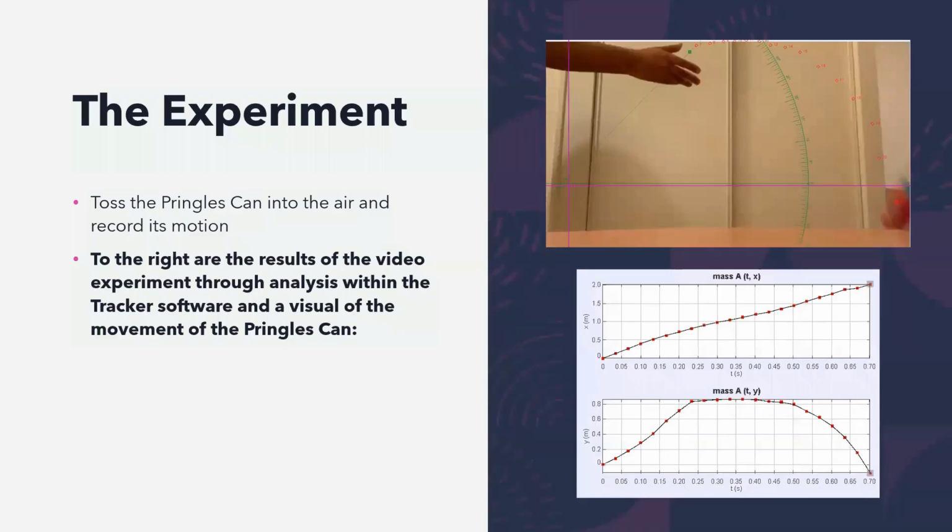So for the experiment, I tossed the Pringles can into the air and recorded its motion. And to the right are the results of the video experiment through analysis within the Tracker software and a visual of the movement of the Pringles can.